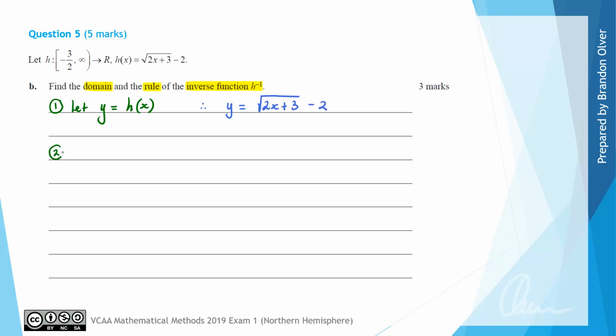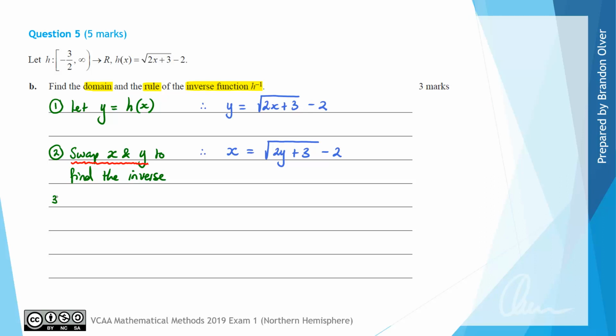The second step is to swap x and y to find the inverse. And it's important in an exam to actually state that's what you're doing, that you are swapping x and y to find the inverse. So therefore our equation is now x equals the square root of 2y plus 3 minus 2. And you can see all we've done there is we've swapped x and y.